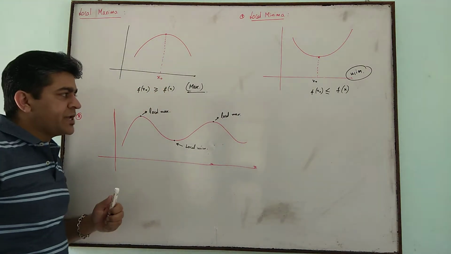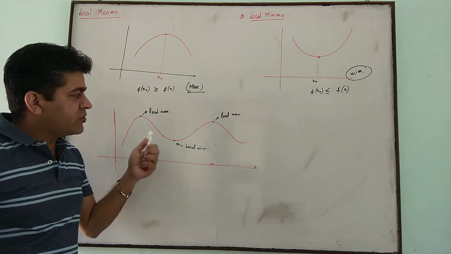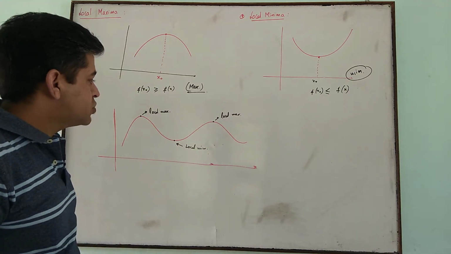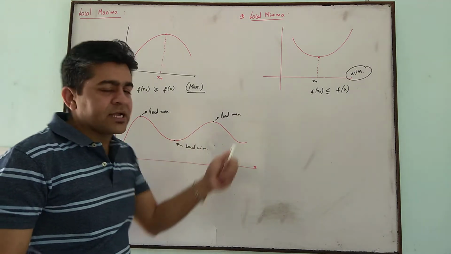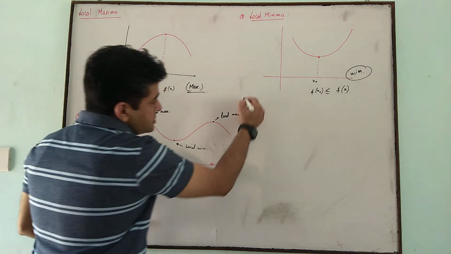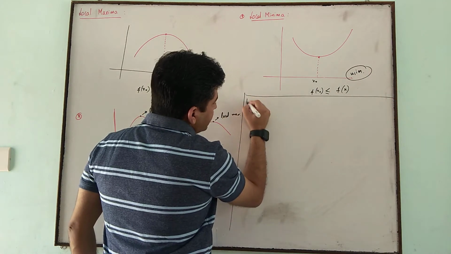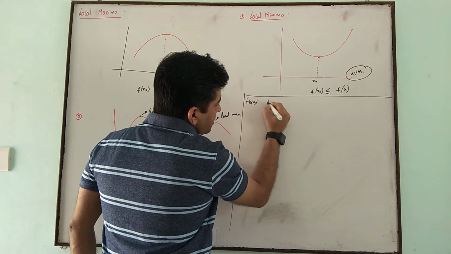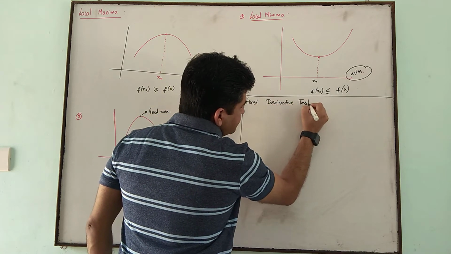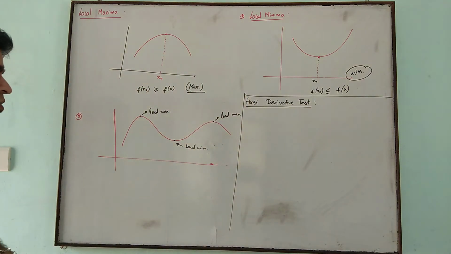Now we have two tests to find out whether the given point is of local maxima or local minima. First of all, you have to find the critical values. After that we have two methods to solve it. Look at this. The first method is the first derivative test, to check whether the given point is of local maxima or local minima.